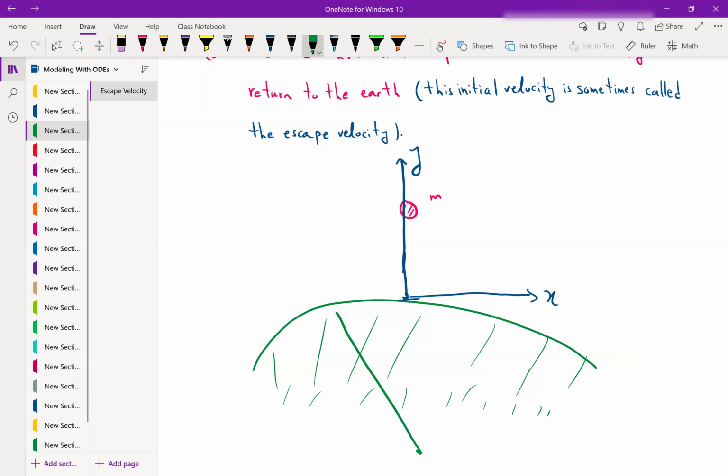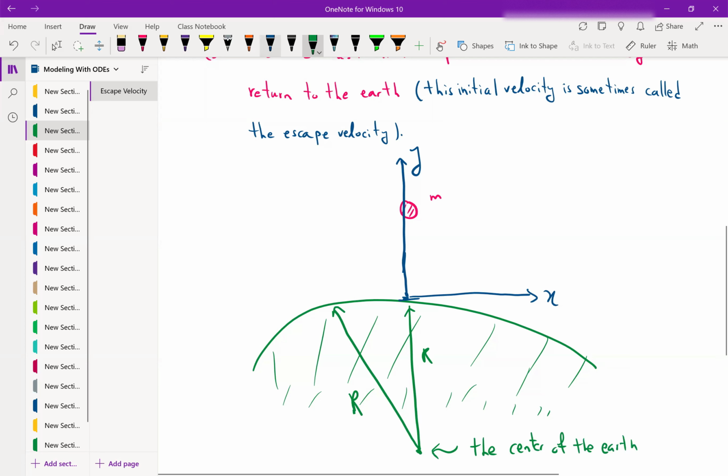I'm modeling Earth as a sphere. It has a radius r. I will give you more information about the value. There is a value for this radius of the Earth. So this is r. This is also r. This will be the center of the Earth.